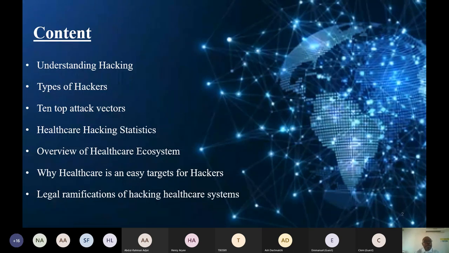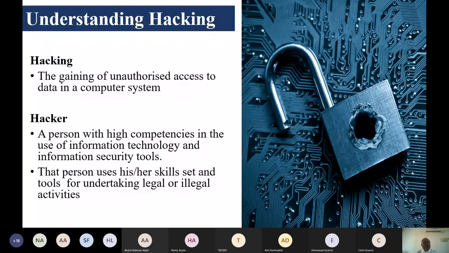So typically, when we talk about hacking, we mean gaining unauthorized access to data in a computer system. Digital X-ray equipment, MRIs, digital laboratory equipment, the hospital information management system, any IT infrastructure or device or medical diagnostic devices that you use in the delivery of care is susceptible to unauthorized access. And one that is done successfully is referred to as hacking.